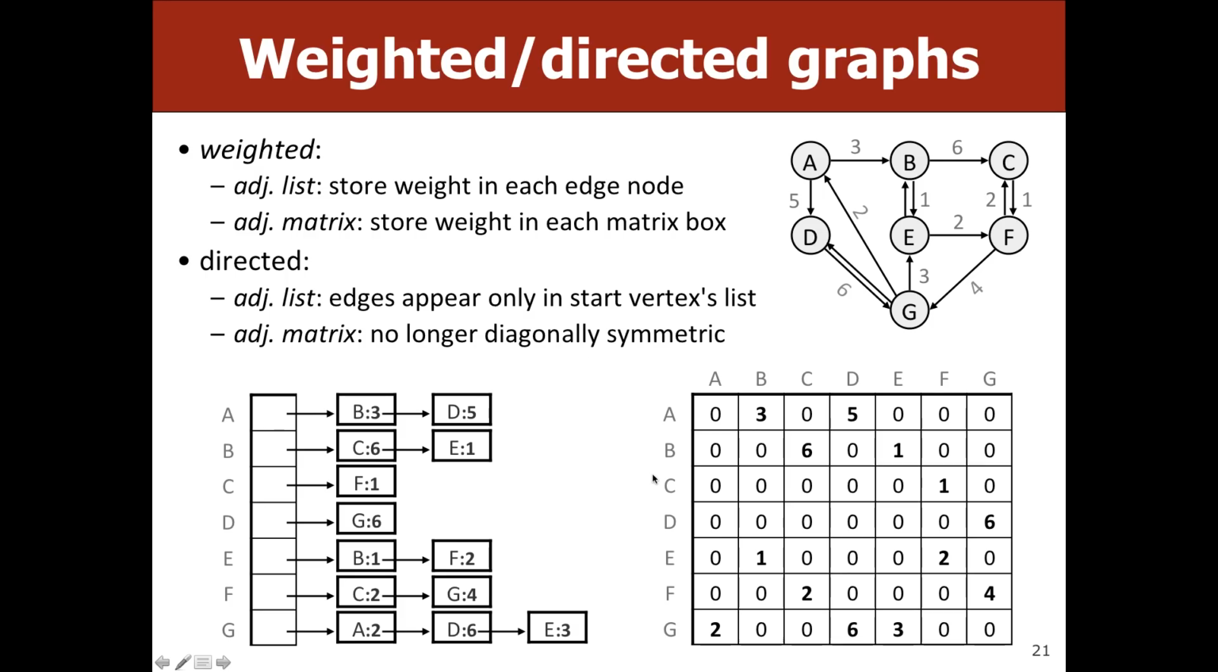And then if you have directed graphs, you lose that nice diagonal property, because you no longer have the guarantee that if A has an edge to B, then B has an edge to A. So here we see there is an edge from A to B, but not from B to A. So those are the big differences when you're talking about weighted and directed graphs.